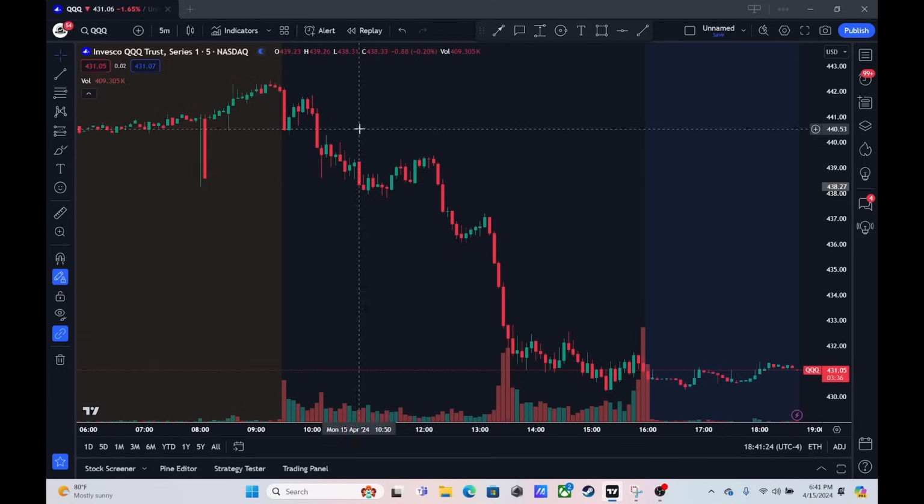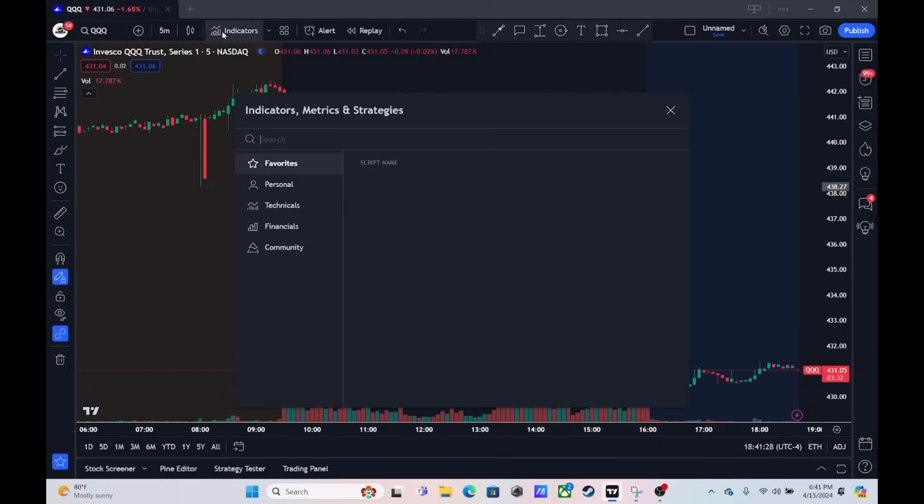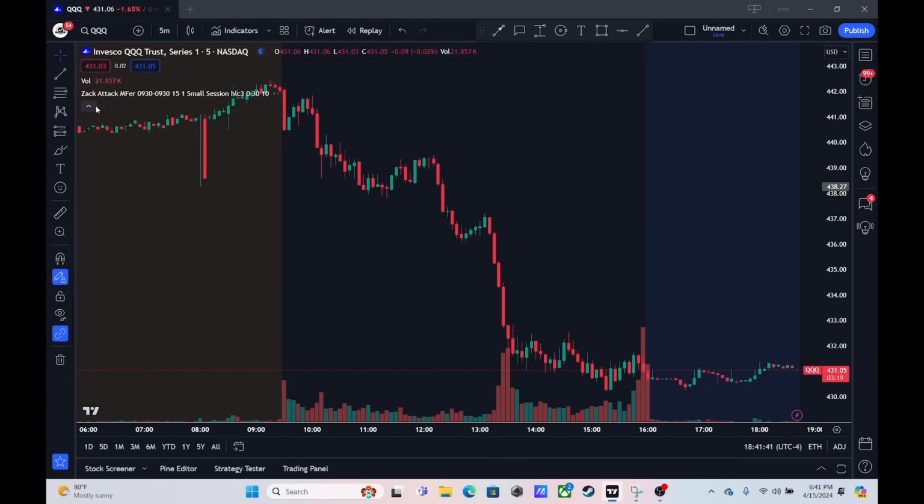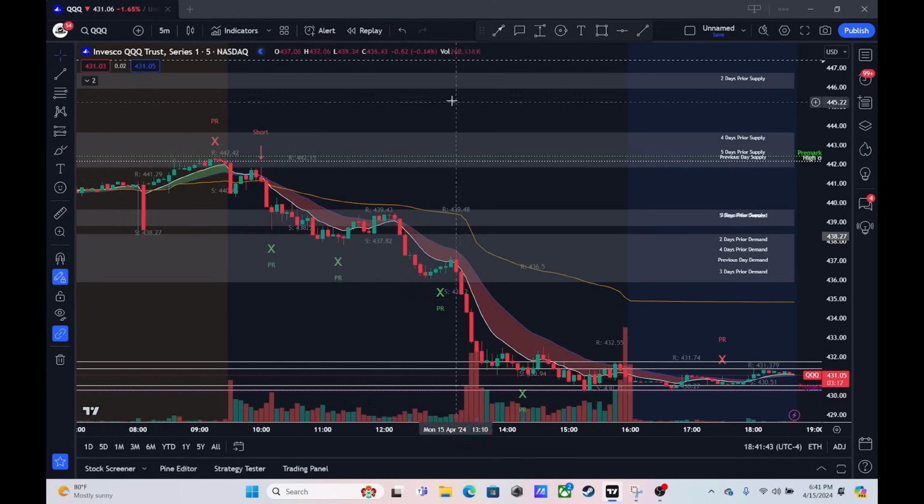So first, once you claim the indicator on WAP, if you go to your indicators here at the top bar, you click on that, go to invite only, and start typing in ZA. You should see the indicator right here. Just click anywhere in the white space here, not on this icon, and that'll get it added to your chart. You'll see it take a couple seconds to load, and then it'll get added.